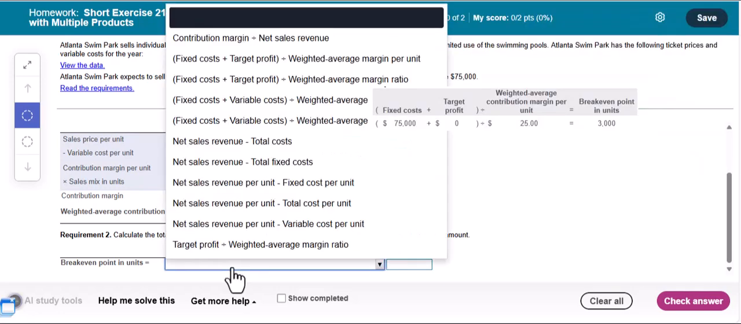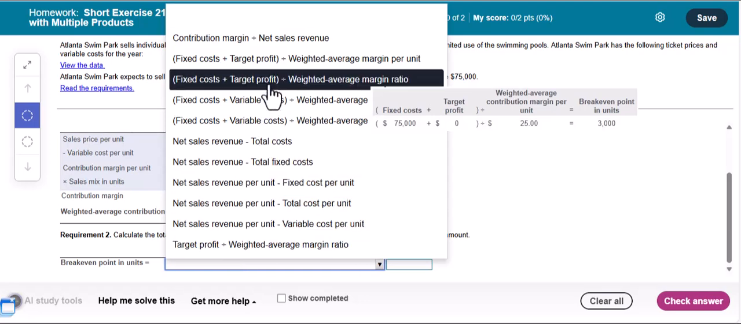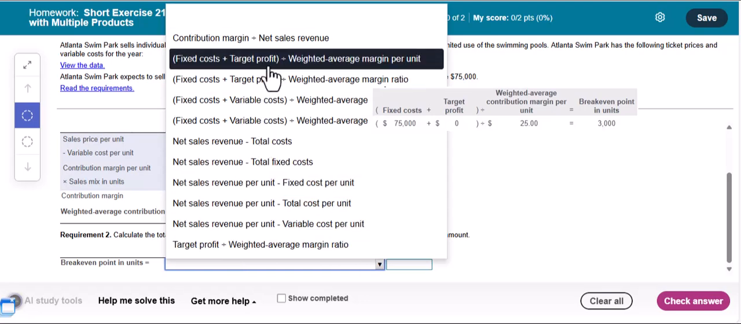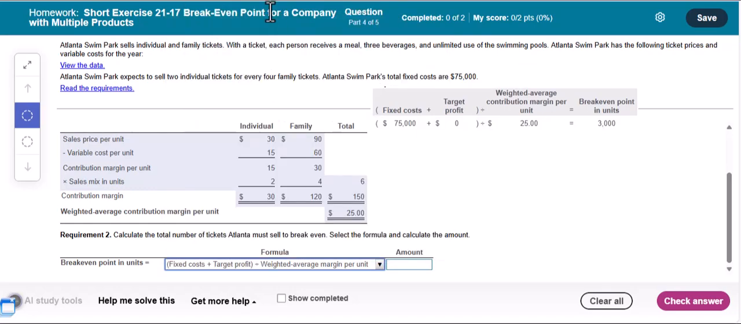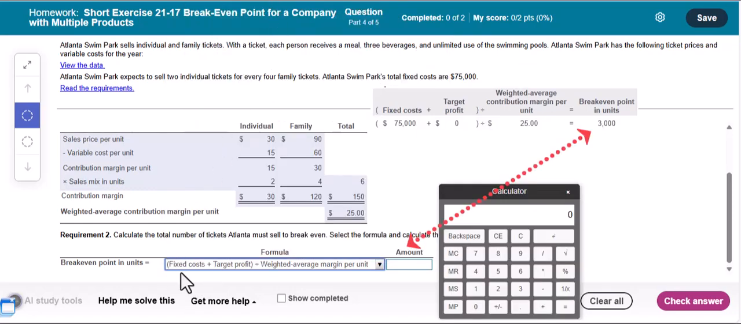So it's fixed plus target divided by weighted average. Let's go ahead and input that formula. So that is fixed plus target profit divided by weighted average margin per unit. Fixed costs, let's start with fixed costs here. That is going to be that 75,000 given to us at the beginning of the problem. So we'll add that into our calculator, 75,000 plus target profit. And again, what is our target profit at the break-even point? It is 0. So we can omit that part here, since 0 plus 75,000 is still 75,000.